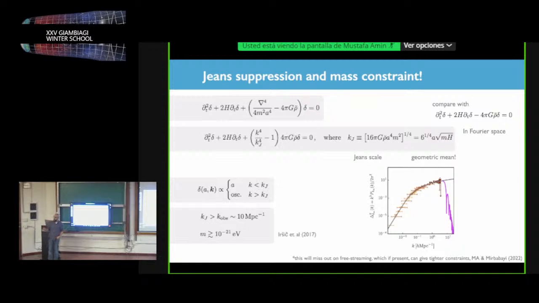So you get power on small wavelengths, which in turn leads to a bit of free streaming. And that can be more effective than this cutoff that's here. It actually comes in earlier. So you can get a constraint which is of the order of 10 to the minus 18 electron volts. So it's better than this for that. But again, there are caveats to this. So I'll come back to this towards the end of the talk when I generalize.